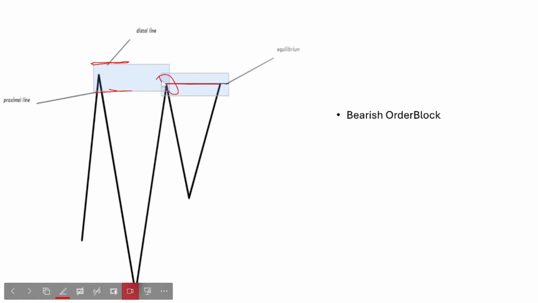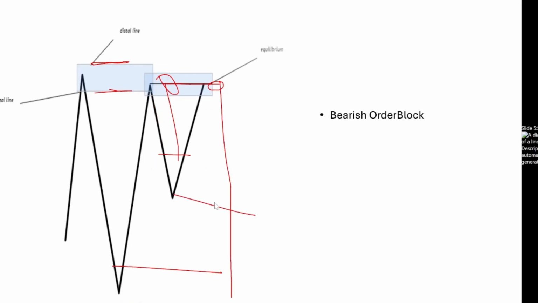This is our first entry. Market broke structure, came back, equilibrium tap here, potentially look to break maybe these highs, these lows and these lows. Okay, now that is what an order block is.